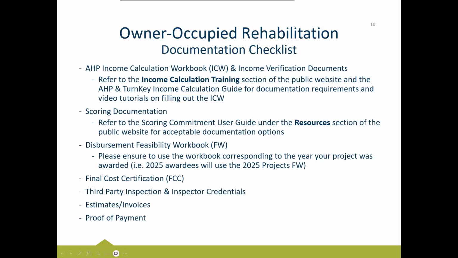All right. So this gets us to the good chunk of this, which is our forms. This slide is a documentation checklist of what you will need to submit with every single disbursement request. There is also a version of this checklist on the public website. I'll show you where that is in a little bit, but this one has a little extra detail for you. We're going to go through each of these specific documents. We'll do a couple of examples, specifically the feasibility workbook and the final cost certification, and then talk about some details on the remainder.